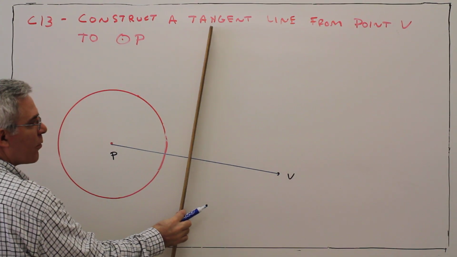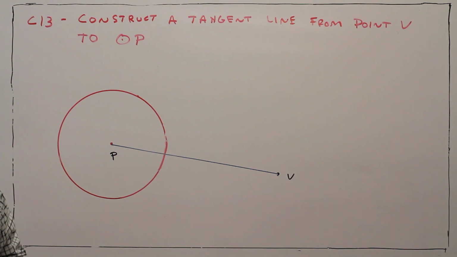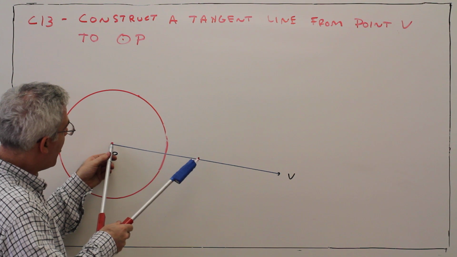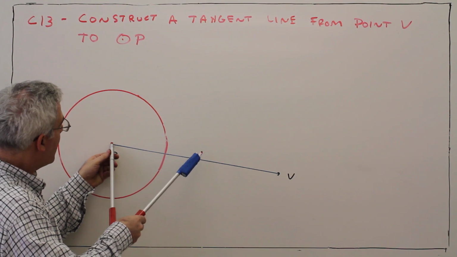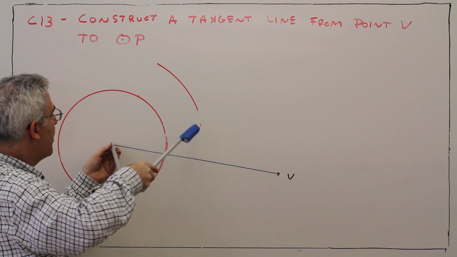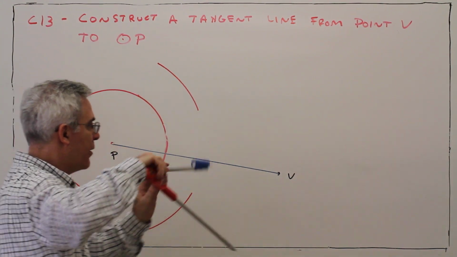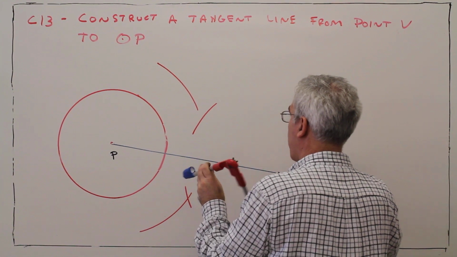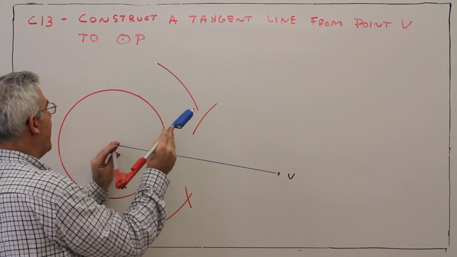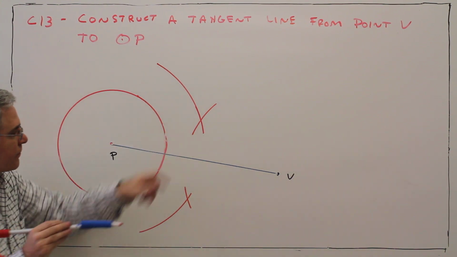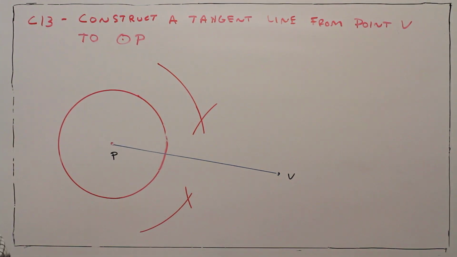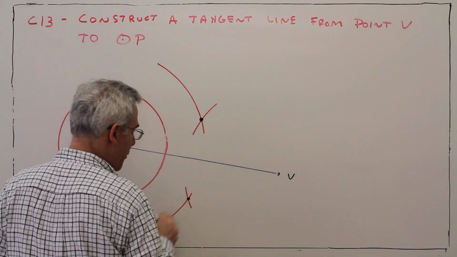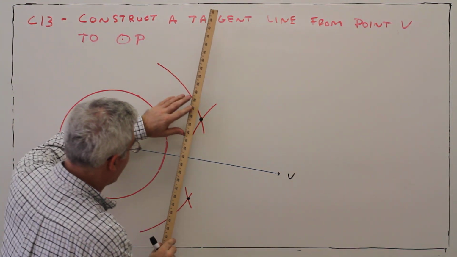And then what we want to do is construct the perpendicular bisector. So what we're going to want to do is put the pointer at P, go more than halfway, arc above, arc below, from point V, arc above, arc below. This arc wasn't far enough, so I'll extend it. And again, as the saying goes, X marks the spot. So this point and this point define the perpendicular bisector.